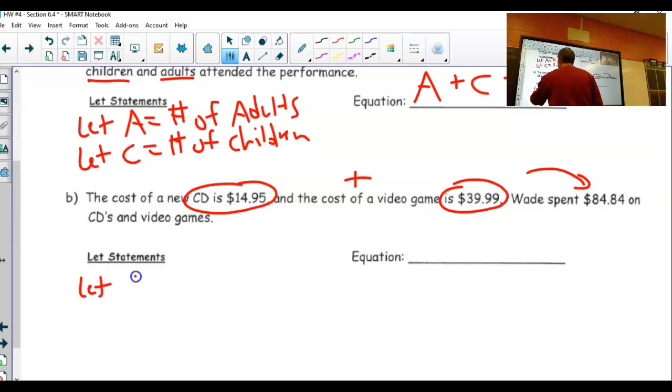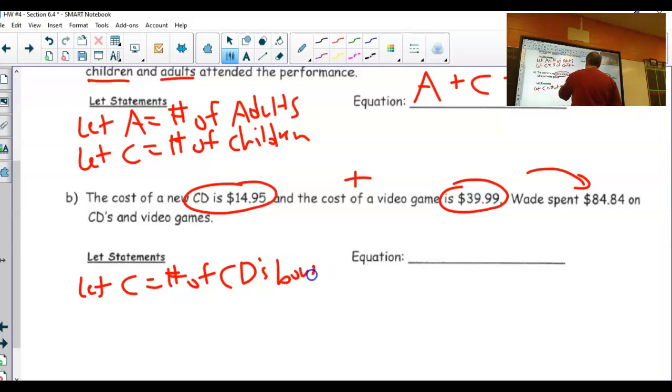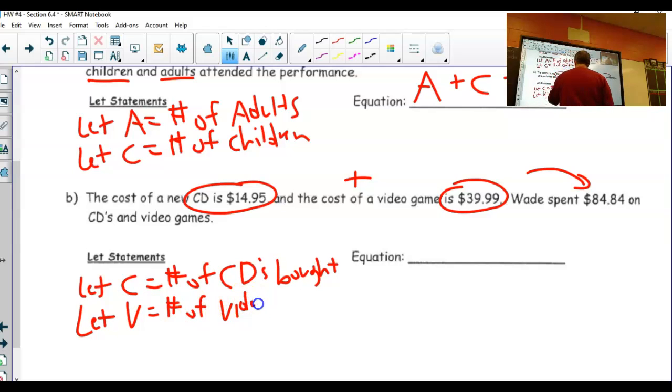I will let C equal the number of CDs bought. And I will let V equal the number of video games bought.